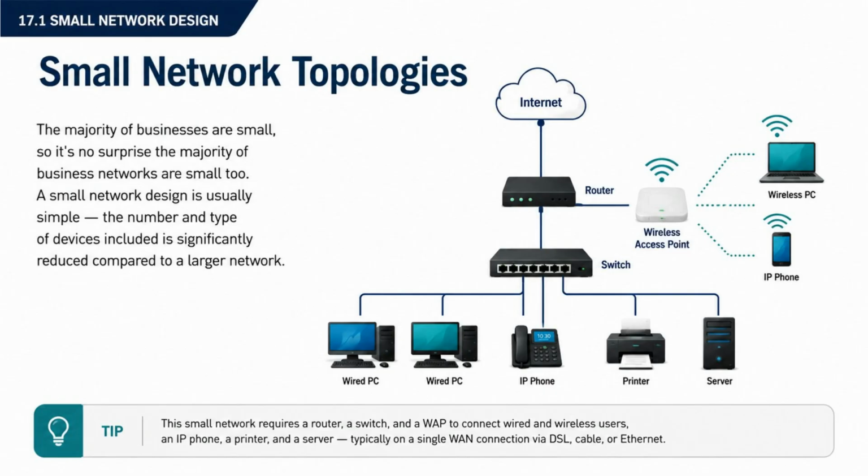Most businesses are small, so most business networks are small too. Fewer device types, simpler topology than an enterprise network. The diagram shows the typical small network: one router to the internet, one switch, a WAP, wired PCs, an IP phone, a printer, a server, all usually on a single WAN connection via DSL, cable, or Ethernet.